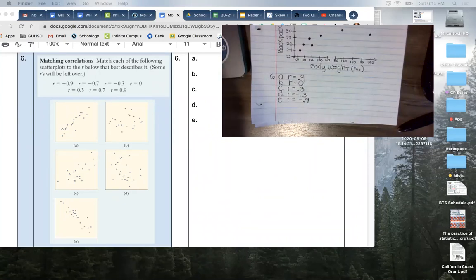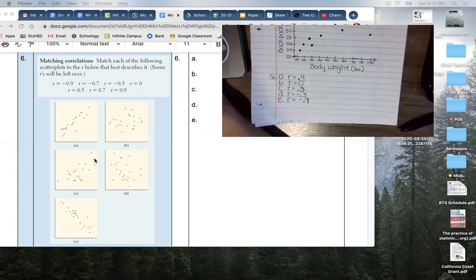Now, in number 6, you'll notice that all they're asking you there is to estimate what the correlation will be like. So I have my answers here, but let me talk through it a little bit. In A, it definitely has a strong positive linear association. I would predict that to be about 0.9. That's a positive value, so 0.9. This one right here in B actually has like 0 association. I can't tell if it's positive or negative. It really has 0 linear association. So my R would be 0 for that one.